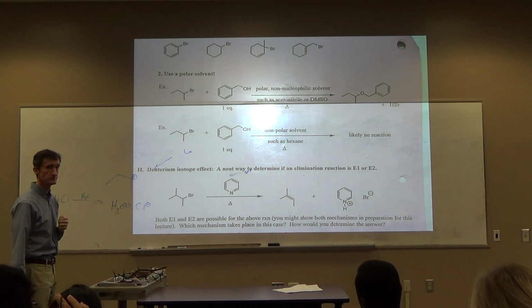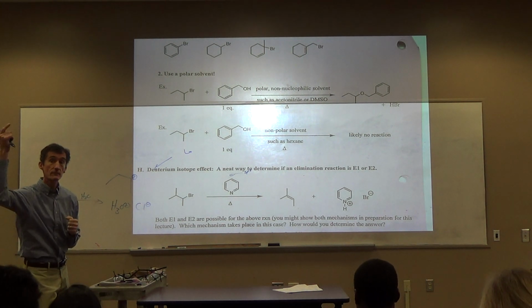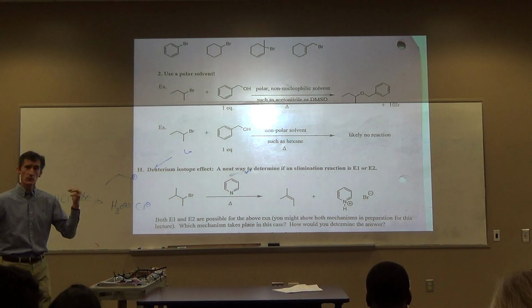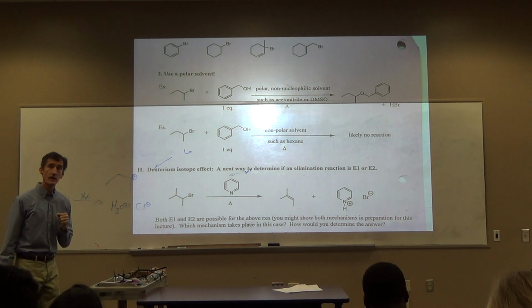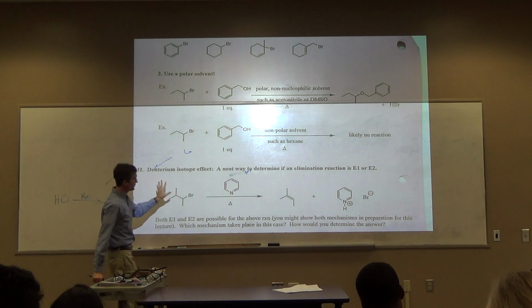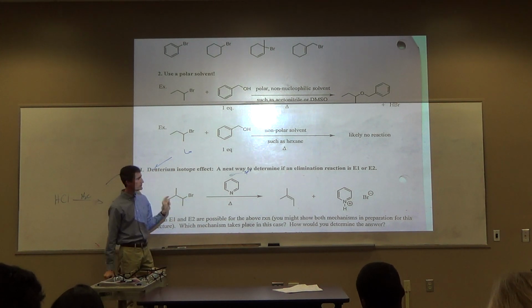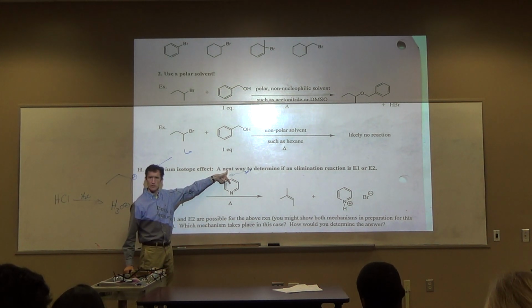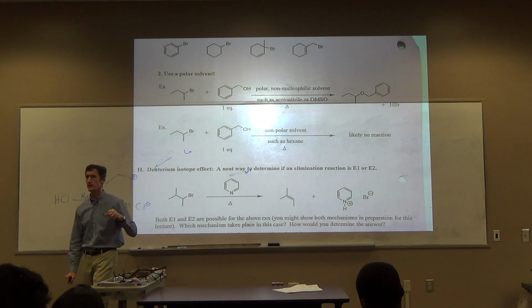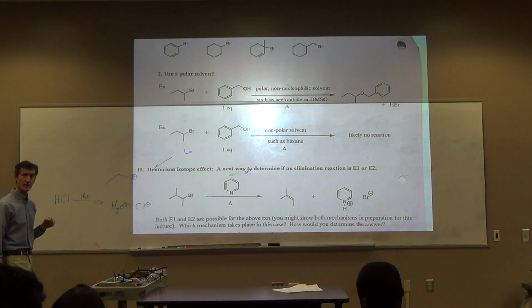Add some more pyridine. Add more pyridine and look for what? Changes in the rate. Do the reaction, baseline. Do the reaction again with a changed concentration of pyridine and see if what? The rate changes.